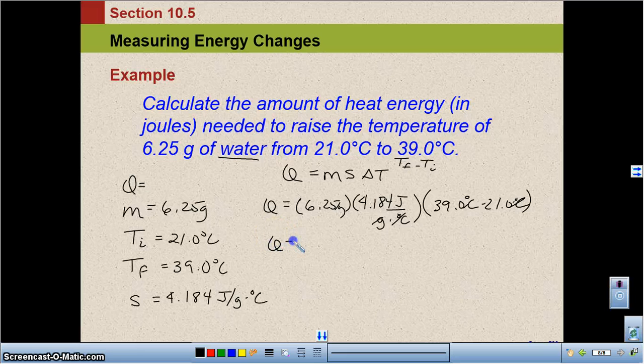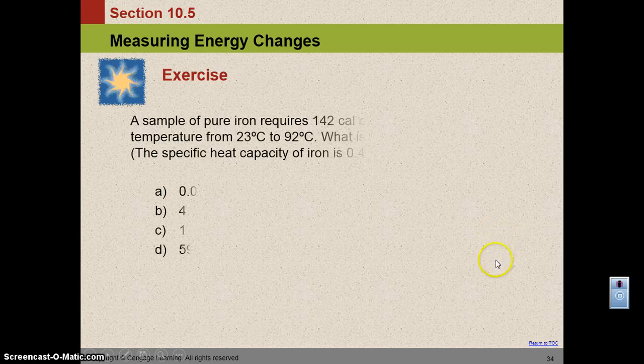So let's simplify it a little bit. That's going to be 6.25. We're going to drop the units now that we know everything's going to cancel. And right now, 4.184. If we take 39 minus 21, we're going to get 18 degrees. We're going to multiply those three together, so 6.25 times 4.184 times 18, and Q is going to equal 470.7 joules.